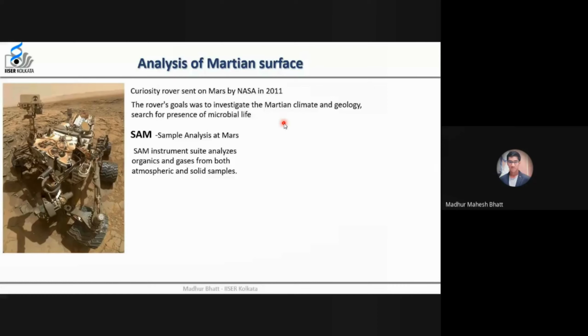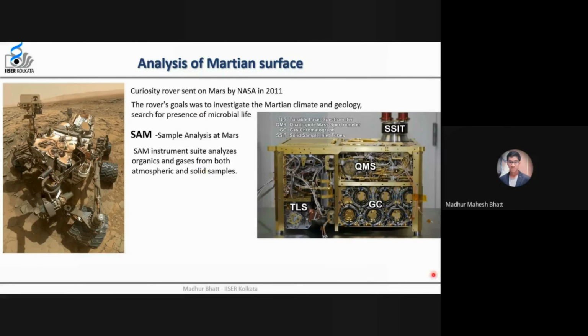So what it does, it searches for organic molecules and gases from the atmosphere and also from the solid surface. So this is how the SAM looks like. It has a QMS, that is quadrupole mass spectrometer, a gas chromatograph, and a TLS. It also has a machine called as the SMS, and that SMS takes the solid sample from Mars surface, and it heats it up, and the evolved gases go into the QMS GC and are characterized.